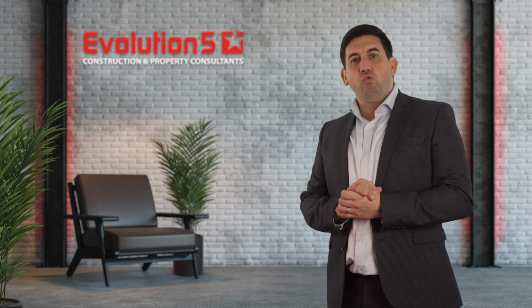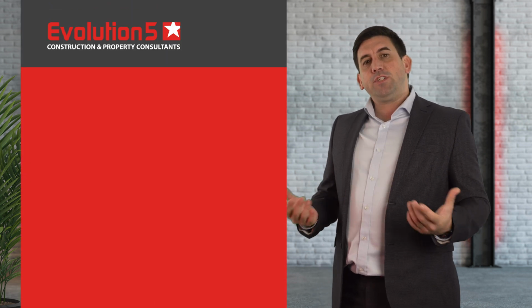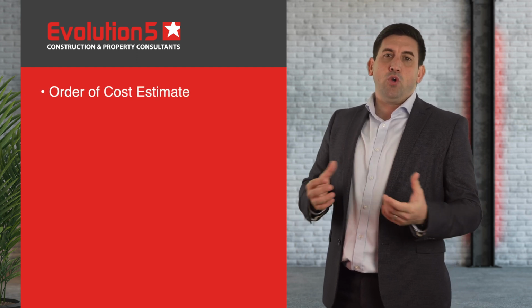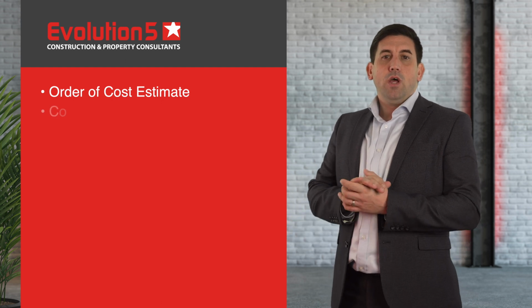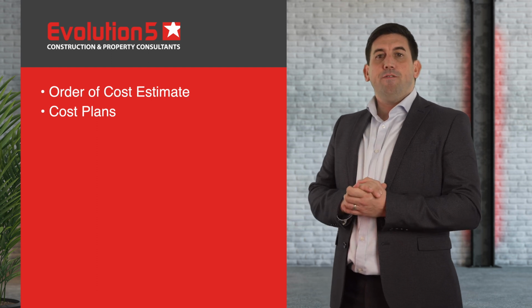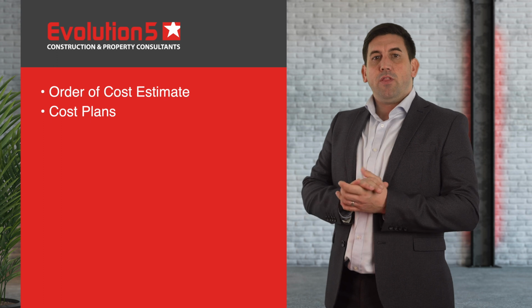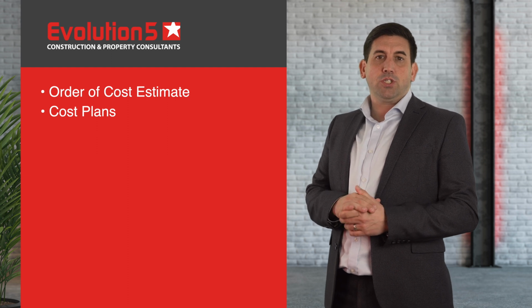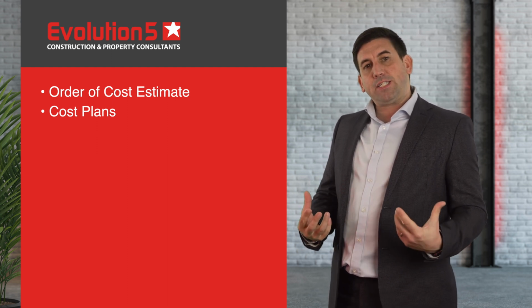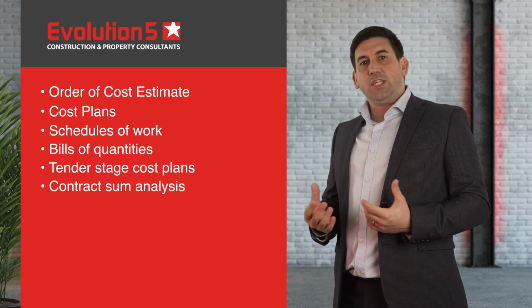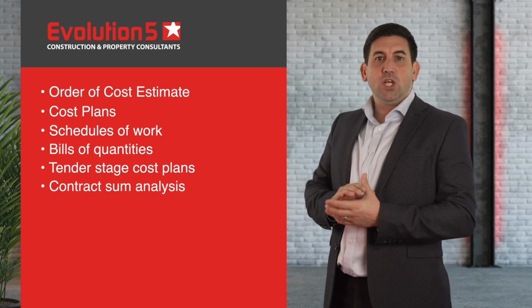This video covers the construction stage documentation. Before we get into it, let's just recap on our previous videos. In the previous 2 videos, we talked about the order of cost estimate, which is a document that sets out the details of the authorised budget and the cost limit, cost plans that aim to keep expenditure within the cost limit approved by the client, the final cost plan and pre-tender estimate that estimates the likely cost of the works that are described in the complete tender documents, prepared to seek tenders from prospective contractors, and finally schedules of works, bills of quantities, tender stage cost plans and the contract sum analysis, all of which are tender stage pricing documents.